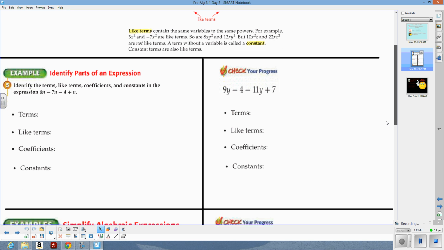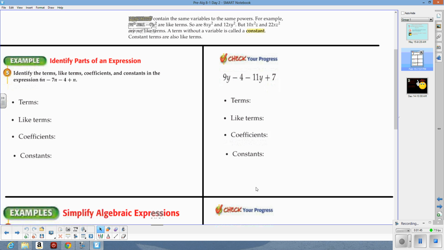So the first thing we're going to do is identify the terms, like terms, coefficients, and constants in an expression. The terms of this expression are the pieces that are separated by addition or subtraction. So the terms are 6n, negative 7n, negative 4, and n.